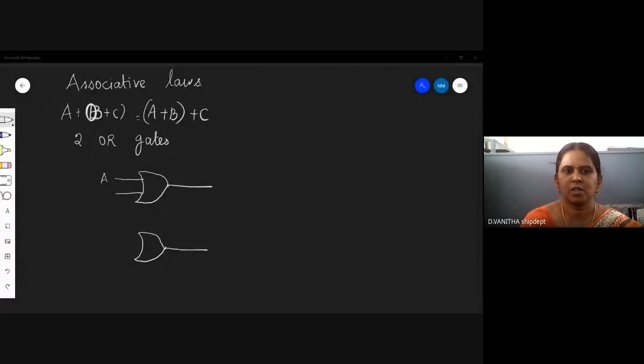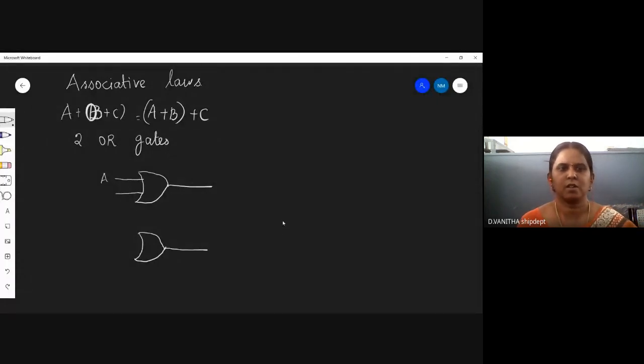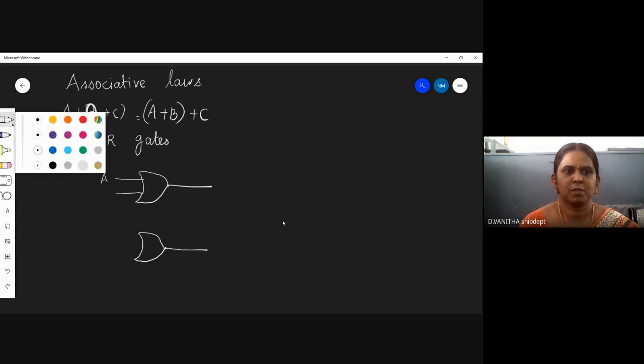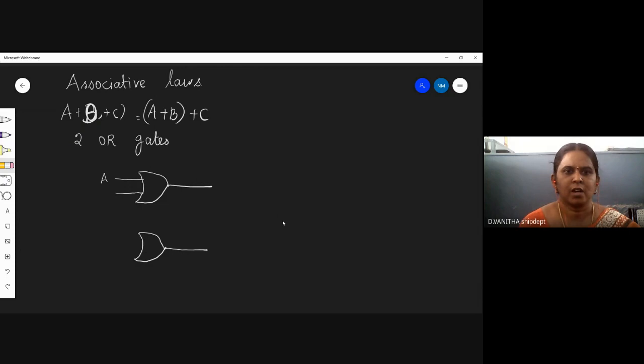The first associative law is A plus (B plus C) equals (A plus B) plus C. So this will be A plus, this is B plus C, equal to A plus B plus C. To draw that, we want two OR gates. Here I draw two OR gates.